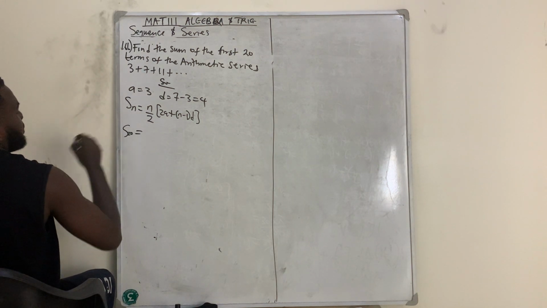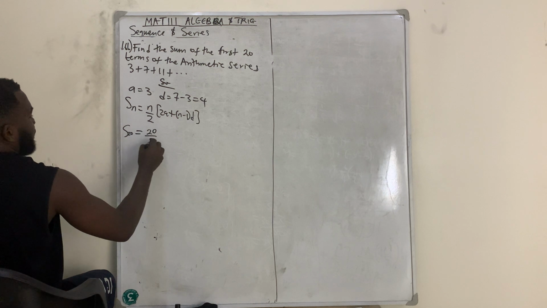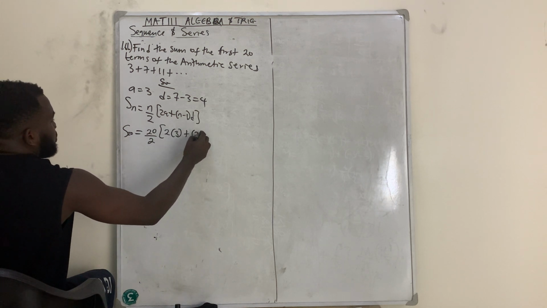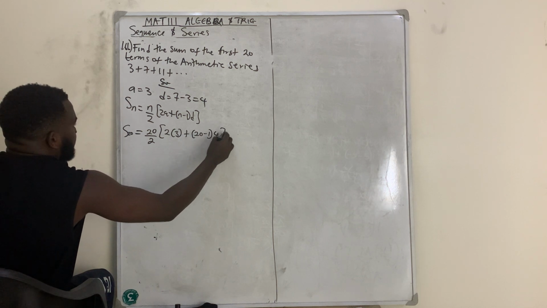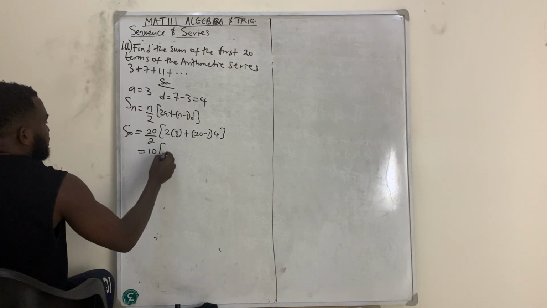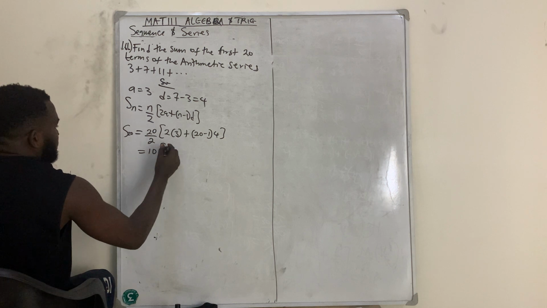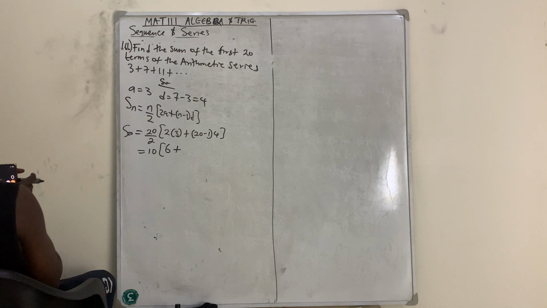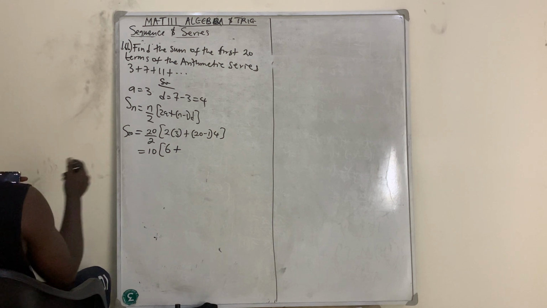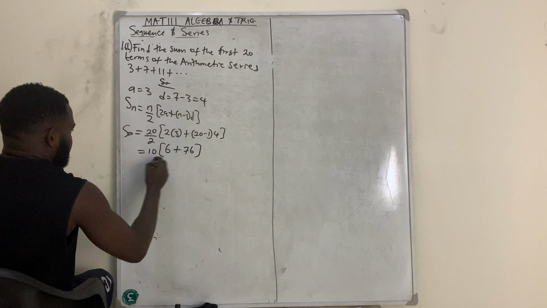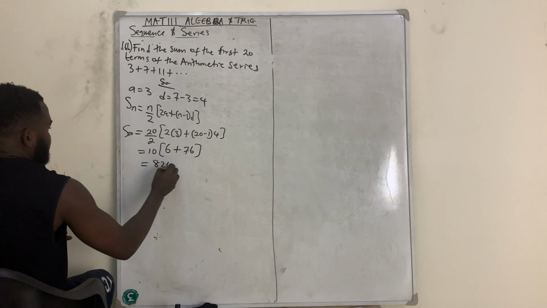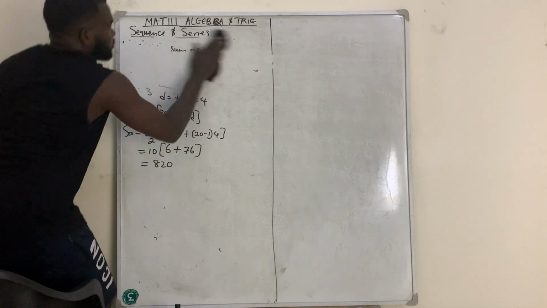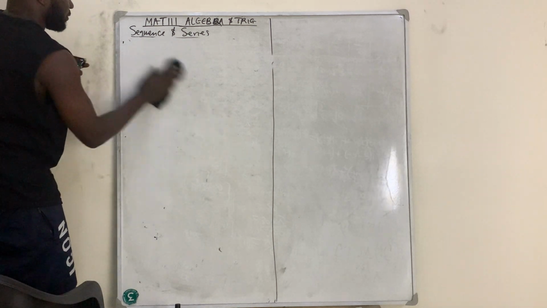So S20, which they say we should find, is 20 over 2 into (2 times 3 plus (20 minus 1) times 4). So I'm left with 10 into (3 times 2 is 6 plus 19 times 4). 19 times 4 will give you 76, so that is 82 times 10, which is 820. So we'll move to question number 167.